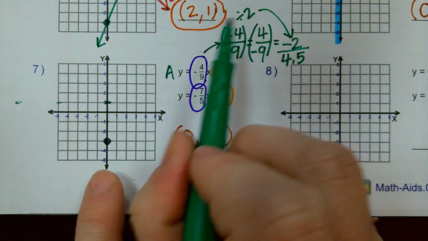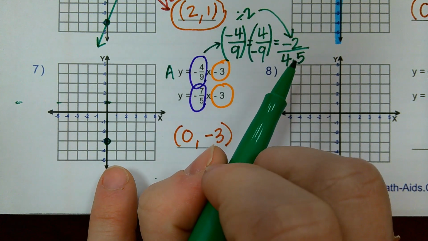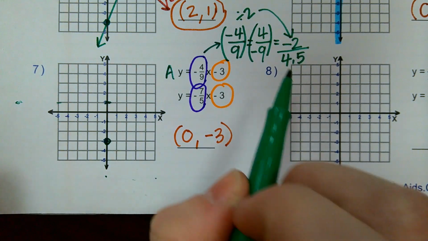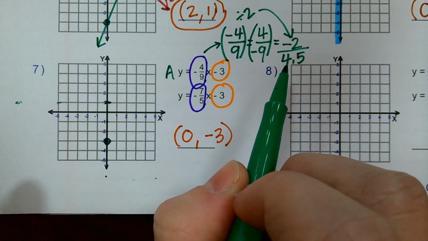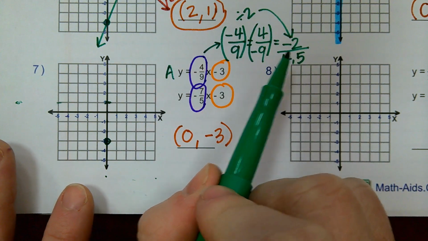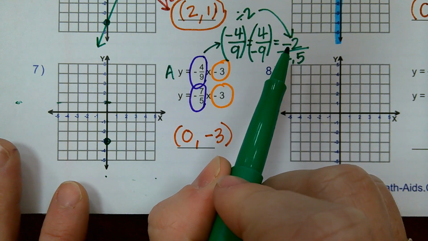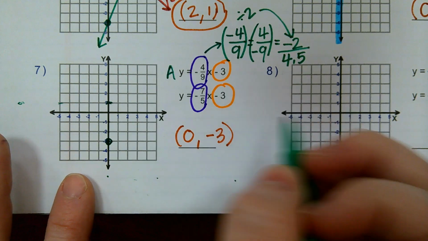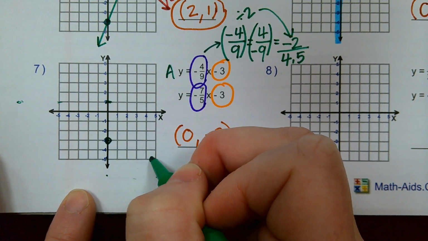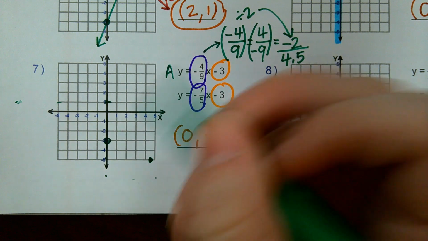Now, I want to preface this with, I'm not going to expect you to remember how to do this. I won't give you a problem like this on the quiz, but this is still good to know if you ever need it in life for whatever reason. Okay, so let's go down 2 and over 4.5. 1, 2, 4.5. There it is.